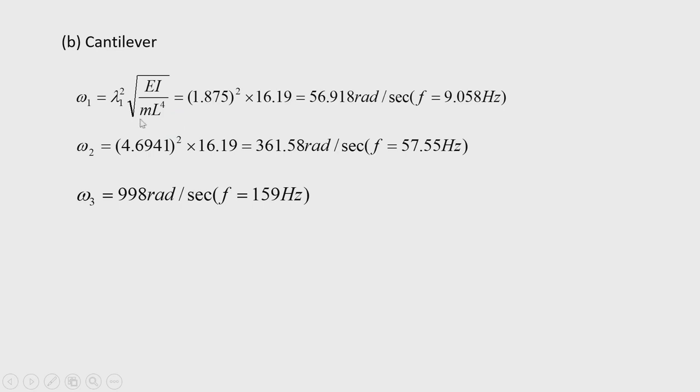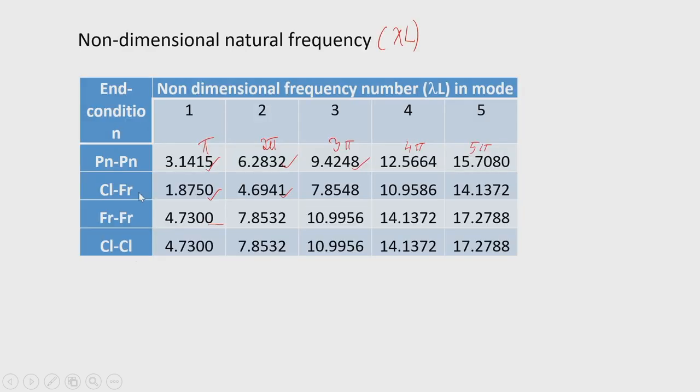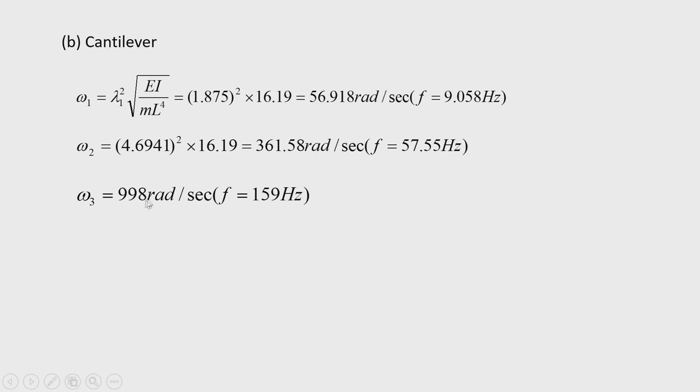In the cantilever beam, lambda first root is 1.875, squared, lambda squared times 16.19, that is the constant, so we get this value 56.918 radian per second, and its magnitude in hertz is 9.058 hertz. Similarly, the second natural frequency is obtained as lambda 2 squared into this constant, 61.58 radian per second, and in hertz it is 57.55. The third natural frequency is 998 radian per second, and in hertz it is 159 hertz. So here the second root is utilized. Here the third root, that in the table we have seen, the third root of the cantilever is 7.8548. So to find the third natural frequency, the third root has been utilized.